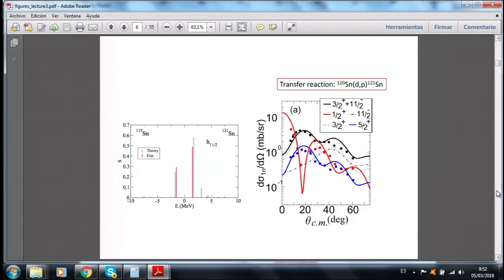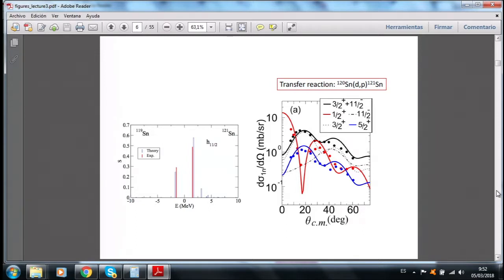You obtain several eigenvalues and several strengths for producing 121 or 119. But in this particular case, for this orbital, what we expect is that experimentally we will observe mainly only two peaks. And in fact, this is what happens.